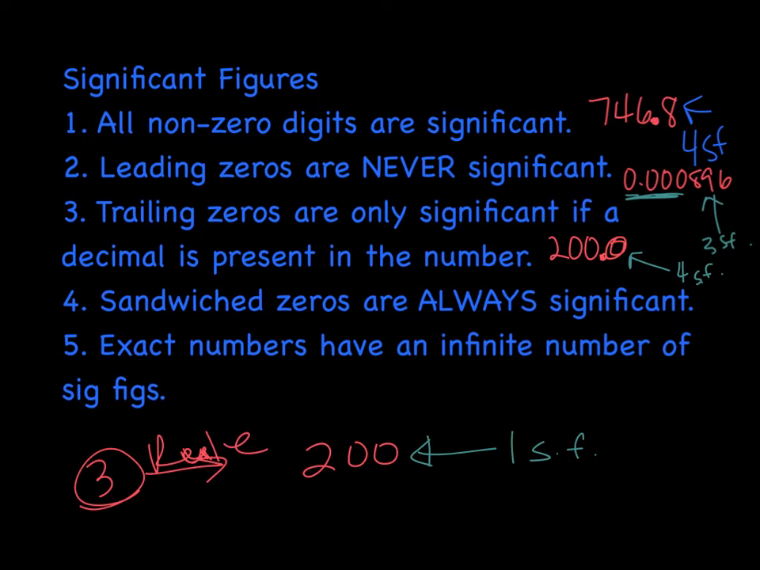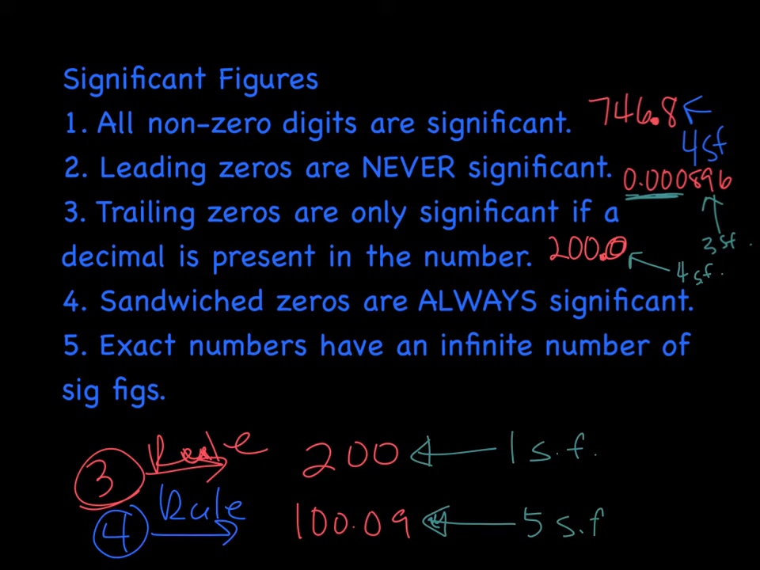All right. Number 4, sandwich zeros are always significant. So rule 4. So if I have a number that looks like 100.09, this number has 5 significant figures because these zeros are all sandwiched between non-zero digits. All right? And then the last rule, exact numbers have an infinite number of significant figures.